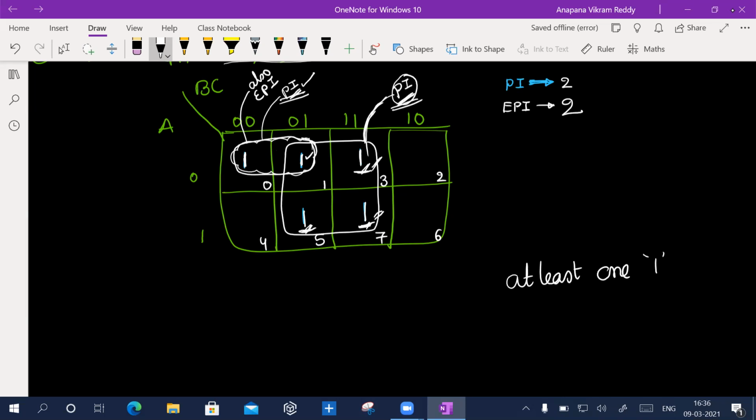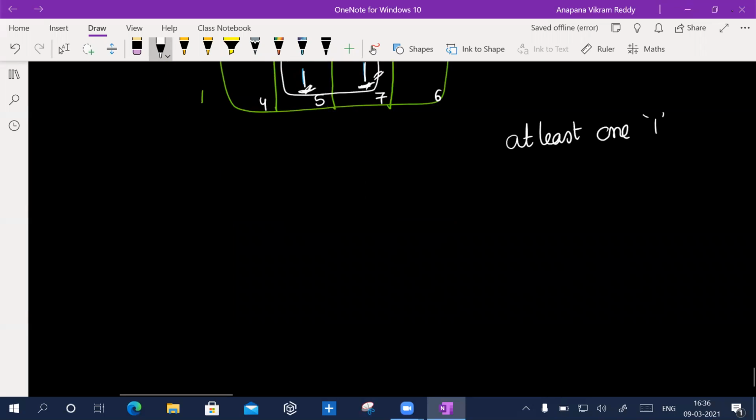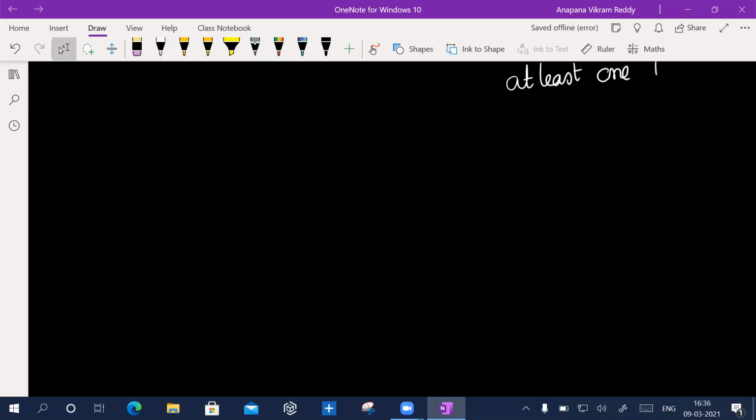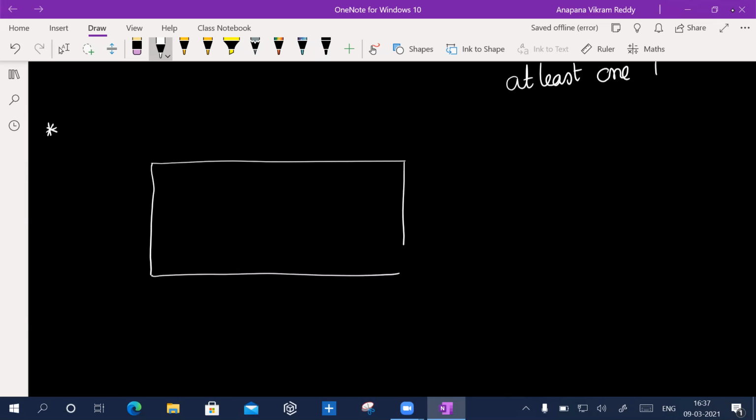Yes, sir. So this is very important. That's why I'm trying to put more time on this. Okay, I'll give one more K map. Let me take again a 3 variable K map.